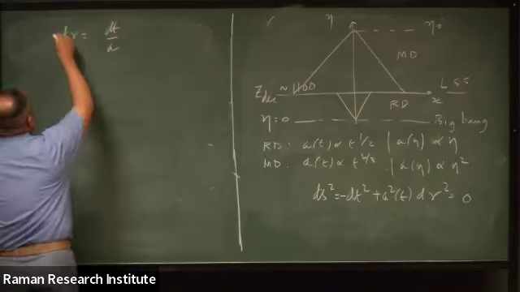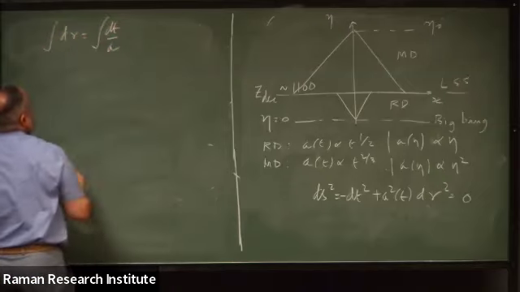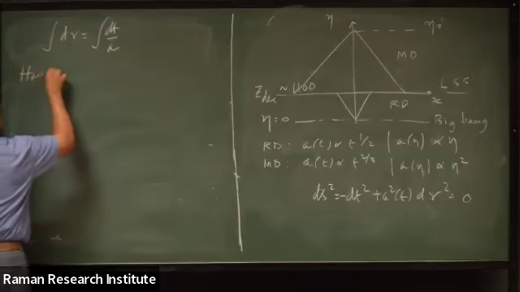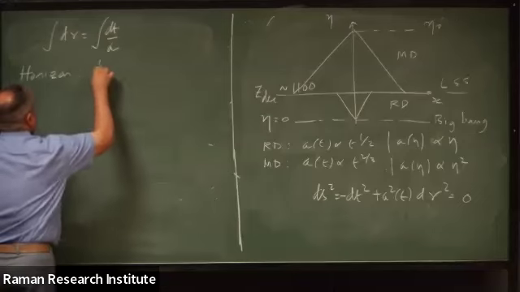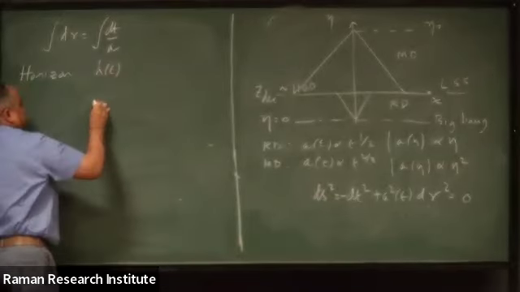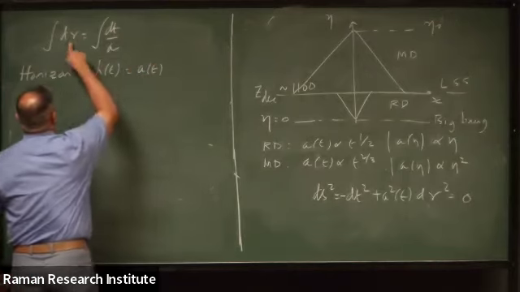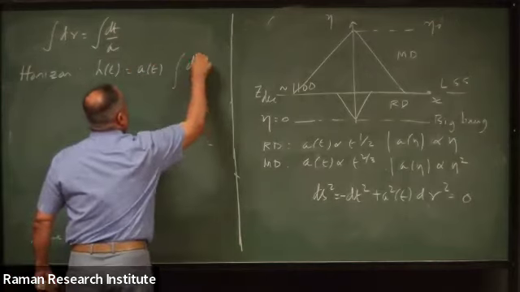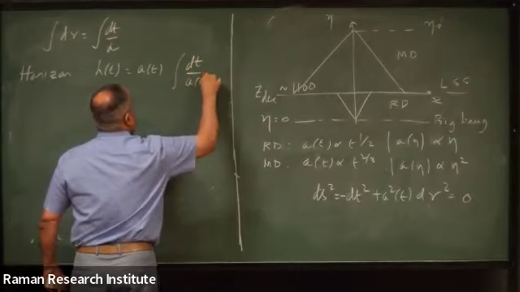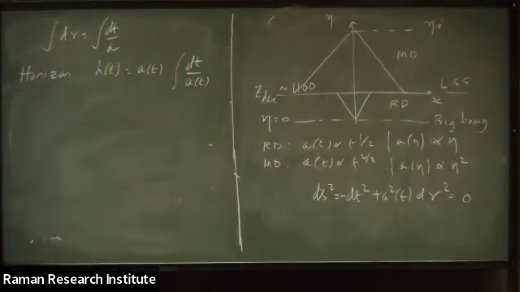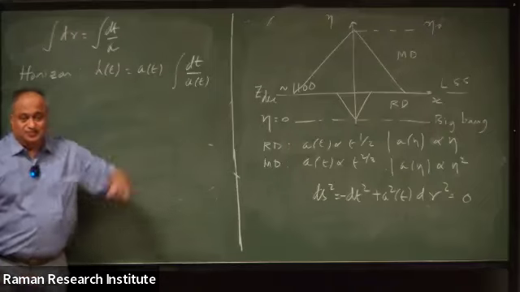Okay? This is some distance along which light travels, dt by a. The horizon is defined as follows. H of t is equal to the proper distance, right? This is the co-moving distance, proper time, proper distance, dt by a. And there are some limits involved. The particle horizon goes from 0 to t.